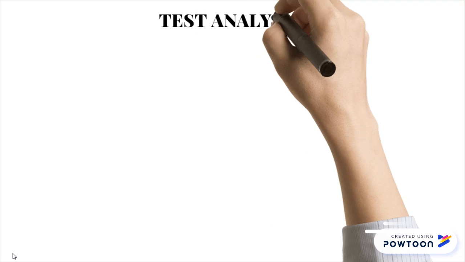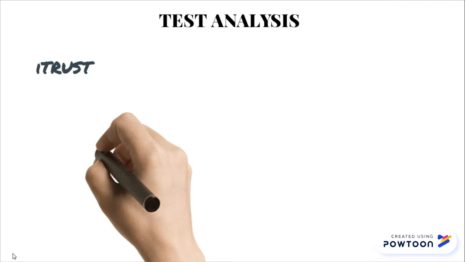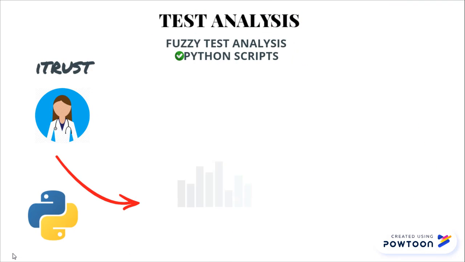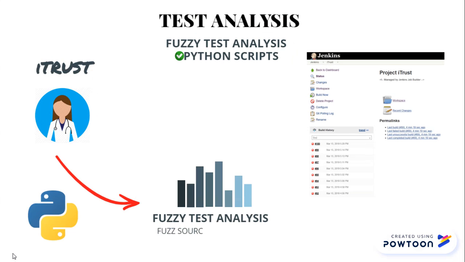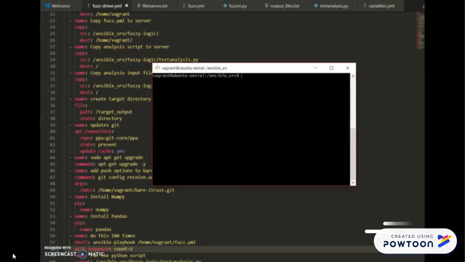Other than that, we have also done fuzz testing, where we have fuzzed the source code of iTrust and ranked the tests based on time taken to execute. So we have run the Ansible scripts for the fuzz testing, and this will display the output as shown.